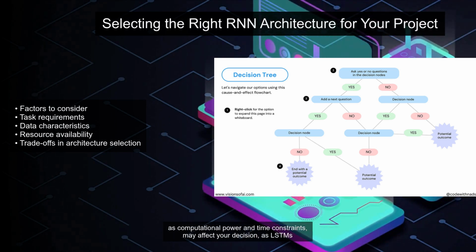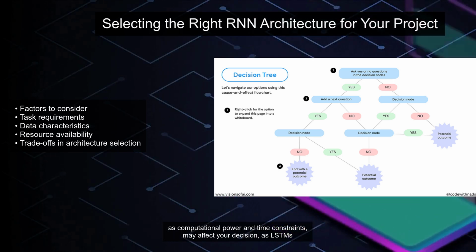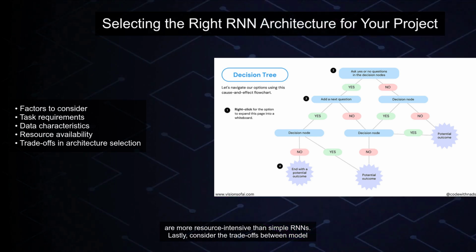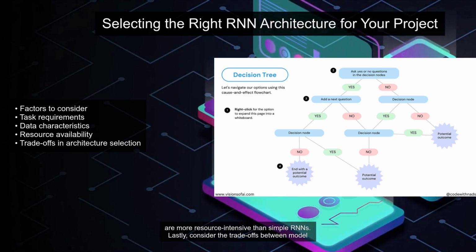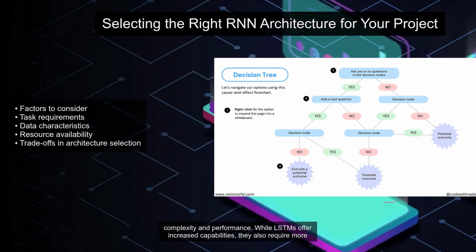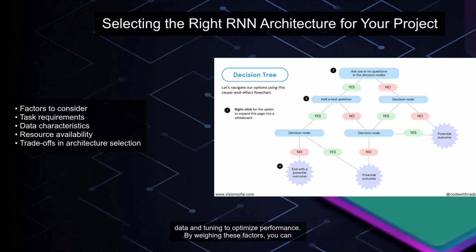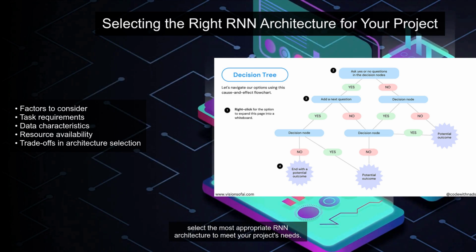Resource availability, such as computational power and time constraints, may affect your decision, as LSTMs are more resource-intensive than simple RNNs. Lastly, consider the trade-offs between model complexity and performance. While LSTMs offer increased capabilities, they also require more data and tuning to optimize performance. By weighing these factors, you can select the most appropriate RNN architecture to meet your project's needs.